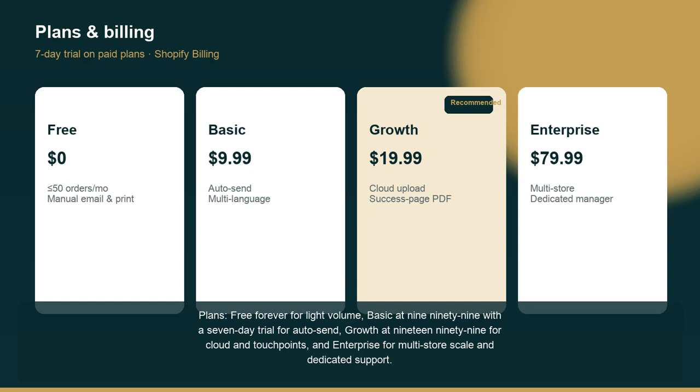Plans: free forever for light volume, Basic at $9.99 with a 7-day trial for AutoSend, Growth at $19.99 for cloud and touchpoints, and Enterprise for multi-store scale and dedicated support.